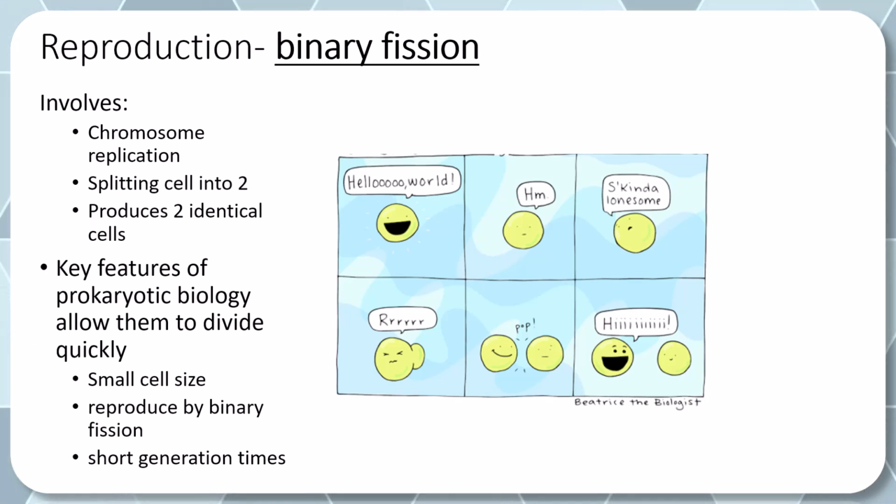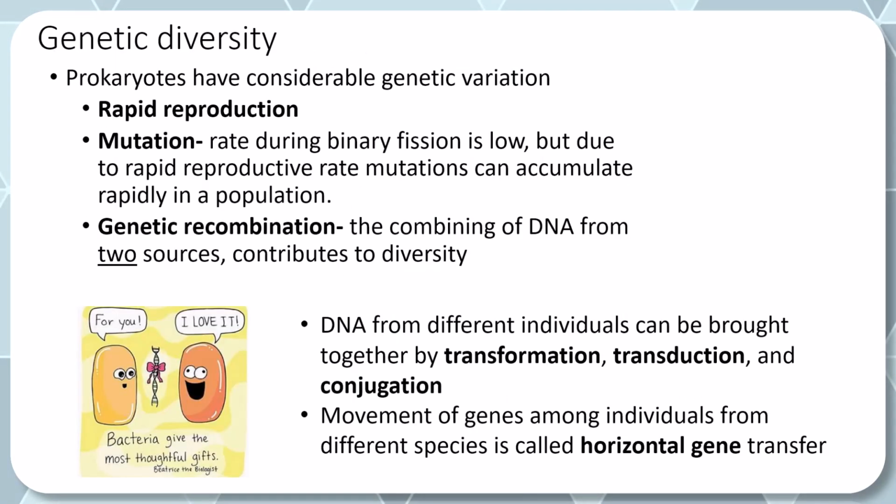So prokaryotic organisms can quickly divide because they have small cells. Binary fission is a relatively simple process, and they have short generation times. So there's not a long time period where they have to be around before they can reproduce. So even though prokaryotic organisms make identical copies of themselves, there is still considerable genetic variation. Since they reproduce so rapidly, even though the mutation rate in binary fission is low, mutations can accumulate rapidly.